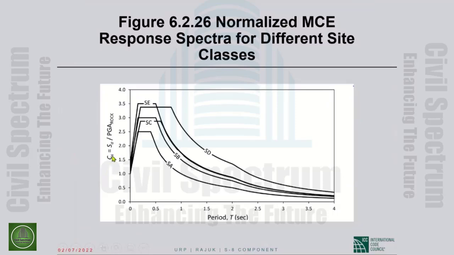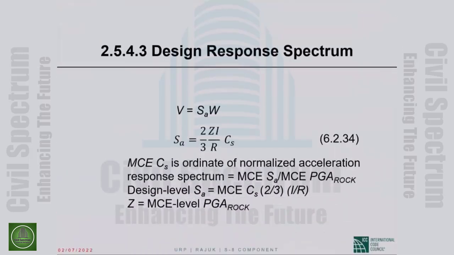On the y-axis is C sub S, which I pointed out is S sub A divided by PGA on rock. So far, everything is MCE level. MCE level C sub S is MCE level S sub A divided by MCE level PGA on rock. On the x-axis, on all spectra, is the period of the structure, T.